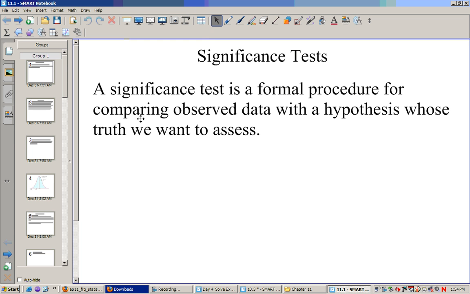Hello, today we're going to learn about significance tests, and we will continue to use them for the rest of the year. So today we'll learn the parts, tomorrow we'll learn how to put them together, and then for the rest of the year we'll be using them.